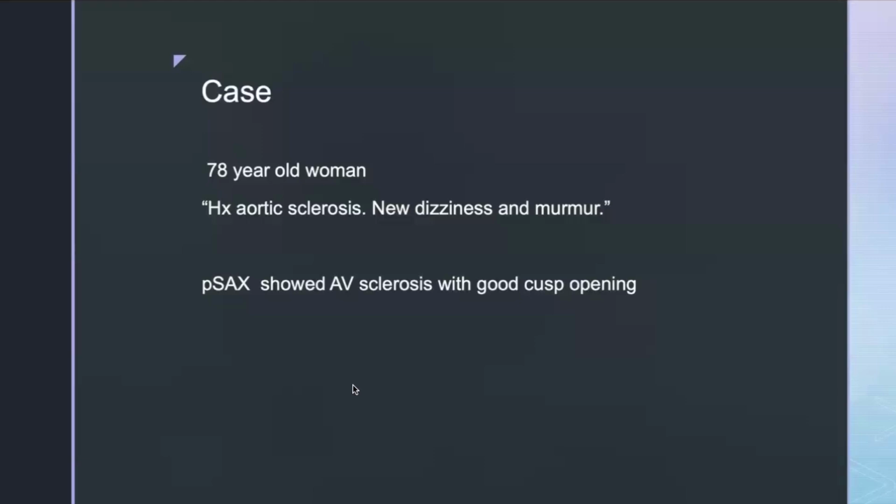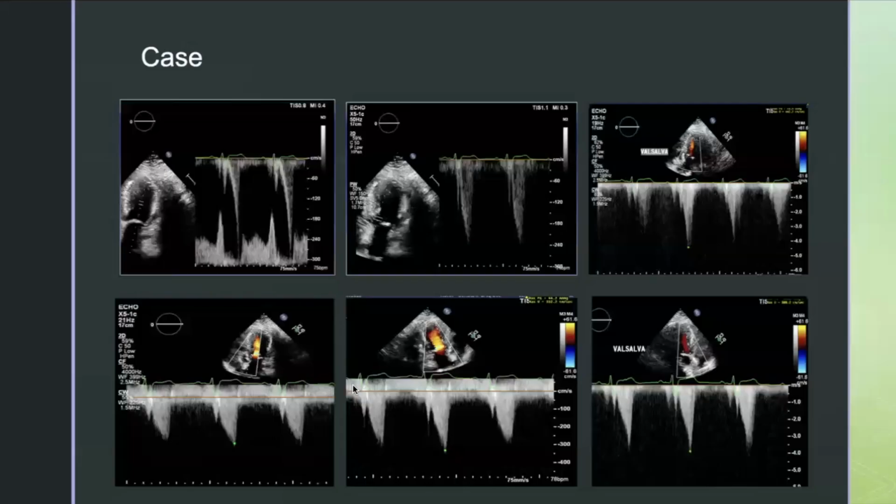She has a history of aortic sclerosis, new dizziness and murmur. The parasternal short axis shows AV sclerosis with good cusp opening. I'm going to walk you from left to right, up to down. The sonographer does a mitral inflow, and when they're checking the inflow as part of the routine examination, they pick up this dagger-shaped incidental finding. This is what Pega said earlier. Sometimes this is what prompts people to go hunting for a gradient.